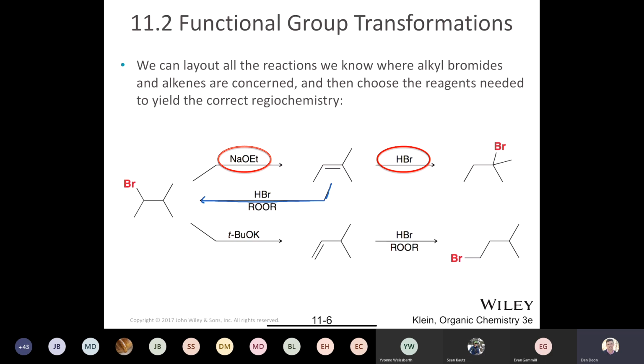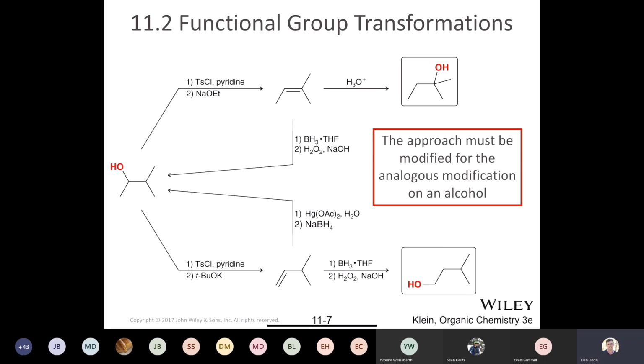We reviewed that. I talked about using potassium t-butoxide to make a Hofmann product. And you can see from this slide that we can take that bromine and put it on virtually every carbon of that molecule, just using the reactions that we learned in Organic Chemistry 1. Very powerful stuff.